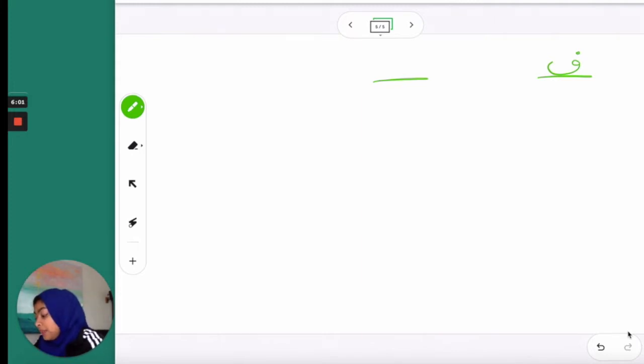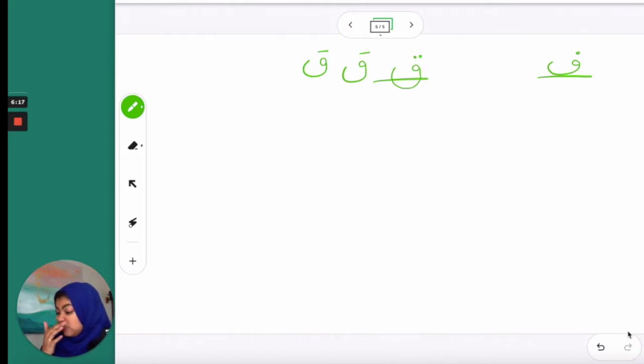The way that we're going to write the letter qaf is we're going to start the same way as a fa, but we're going to dip below the line. So fa stays flat on the line. Qaf dips below the line. And of course, you can connect the dots if you want.